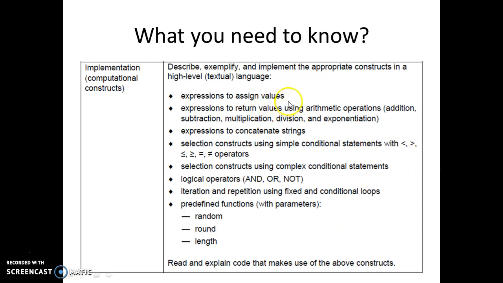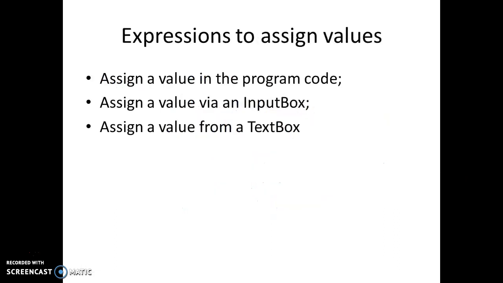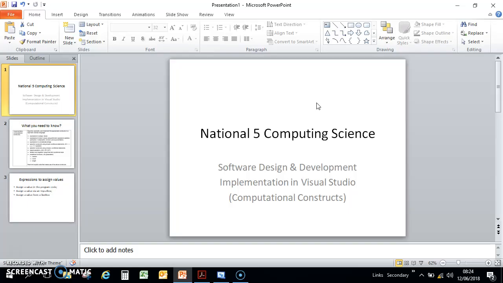We're going to look first of all at how we assign a value to a variable and the sort of expressions that we use to assign a value to a variable. In particular, we're going to be looking at how we do that in the programming code, how we do it via an input box where the user is entering a value and storing it in a variable, and also how we get it from a text box where the user again is entering it into a text box and that's been stored in a variable.